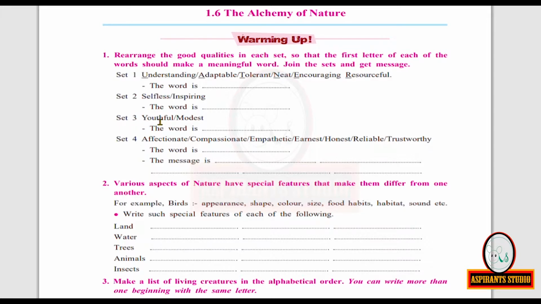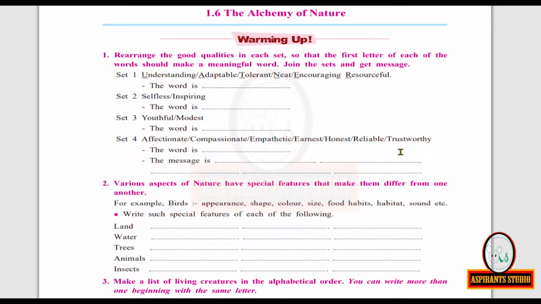Now set 3. Modest, youthful. Keep modest first and youthfulness next, and underline M and Y. You will get the word my. Next one. Affectionate, compassionate, empathetic, earnest, honest, reliable, trustworthy. The letters are A, C, E, E, H, R, T.